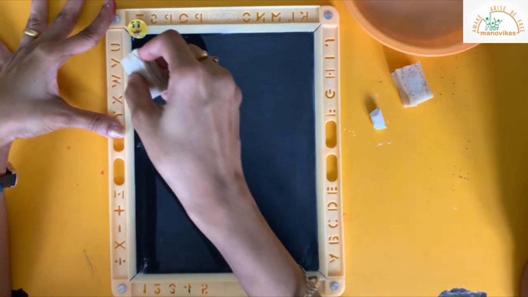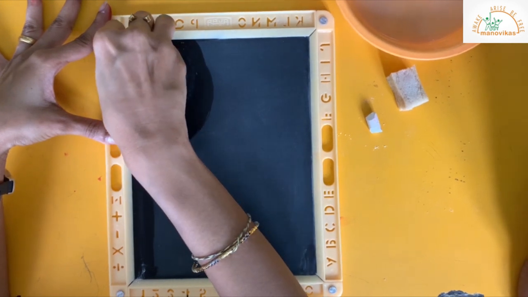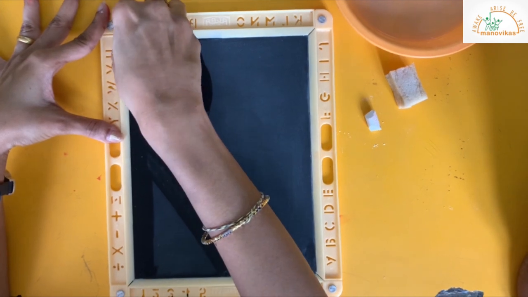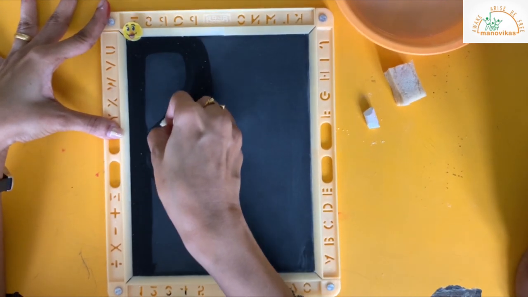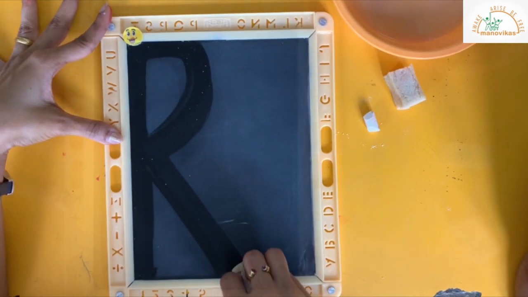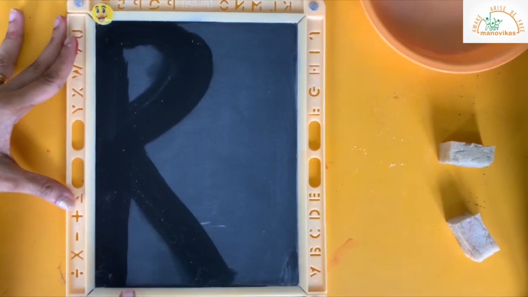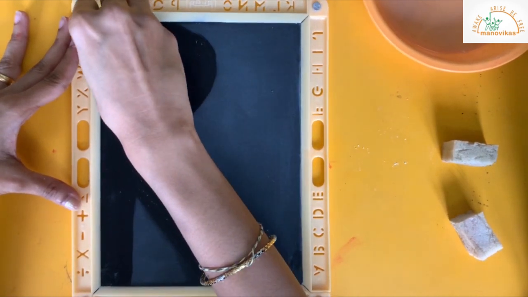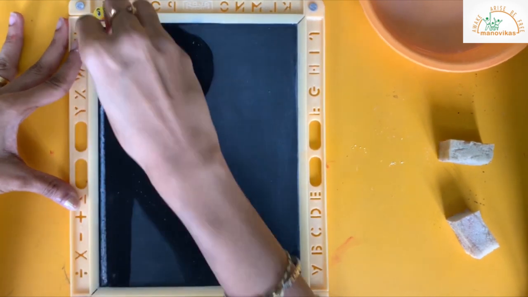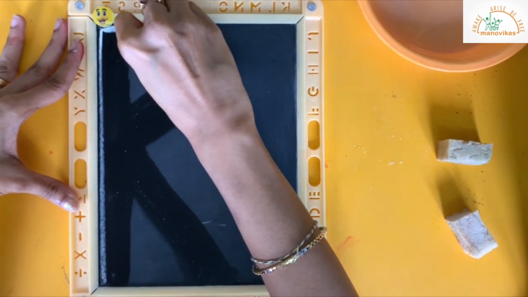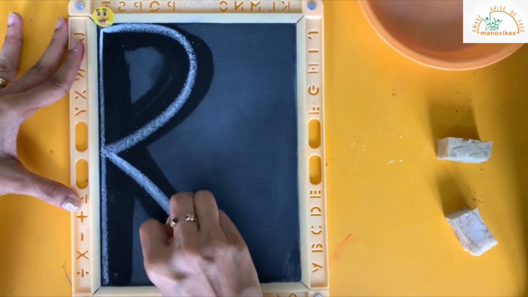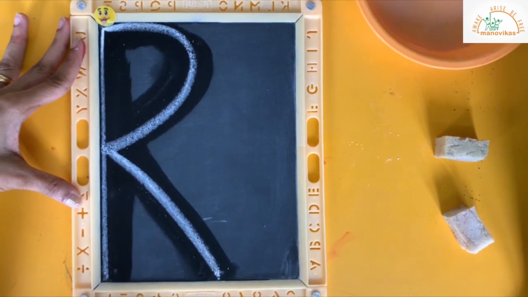Dry sponge. Start at the top, big line down, jump back to the top, small curve to the middle, and a small line sliding down. Letter R, capital letter R. Start at the top, big line down, jump back to the top, small curve to the middle, and a small line sliding down. Letter R.